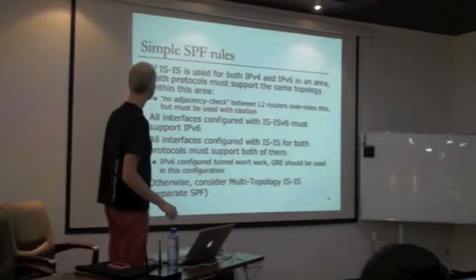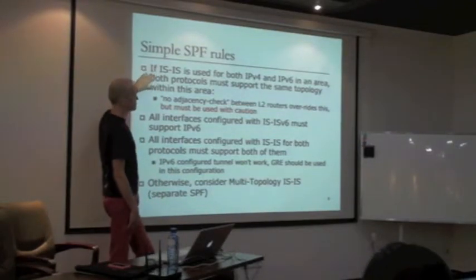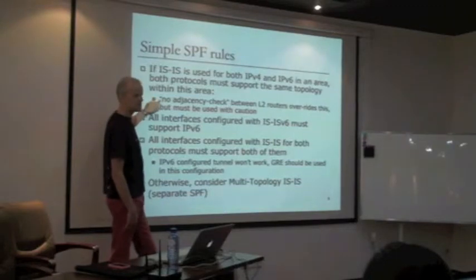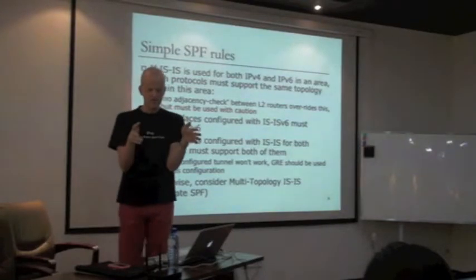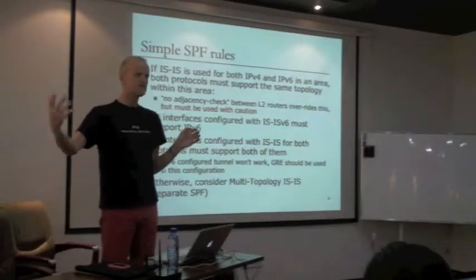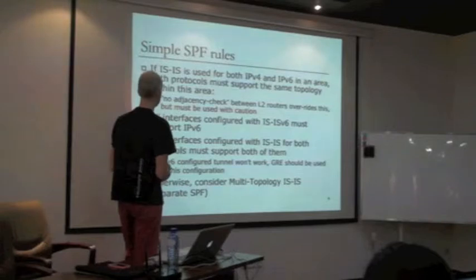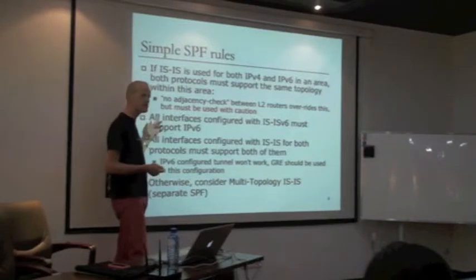Simple rules. If ISIS is used for both v4 and v6 in an area, both protocols must support the same topology in that area. You can get it to ignore the topology or ignore the different types, but this is a really bad idea. There is that no adjacency check command you may find, but we want to make sure that if you have an interface talking v4 and v6, all other devices connected to that interface are also talking v4, v6. All interfaces configured with ISIS v6 must support v6. In fact, you can't configure ISIS v6 without a v6 address being there.